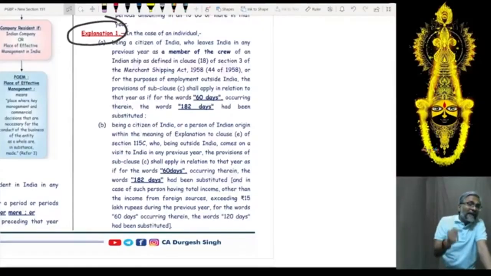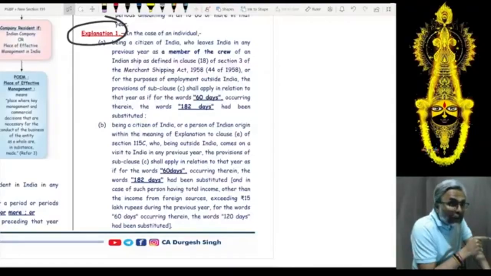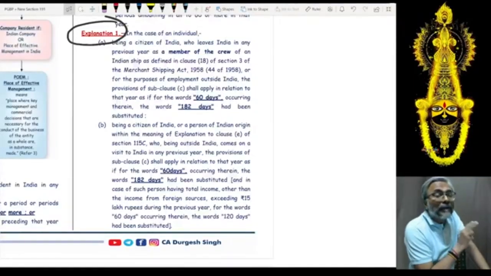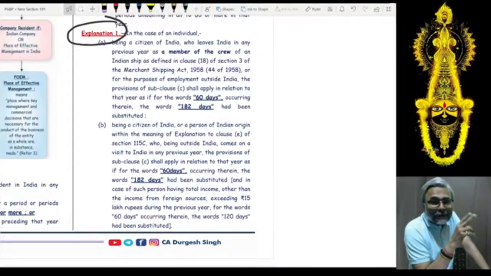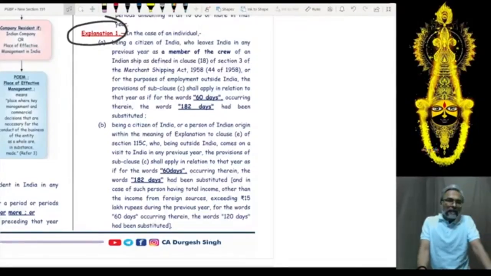Then I'm coming to India for visit purpose. At that particular point of time, please tell me, who am I? I am either a citizen of India or a person of Indian origin. Is that point clear to all of you?